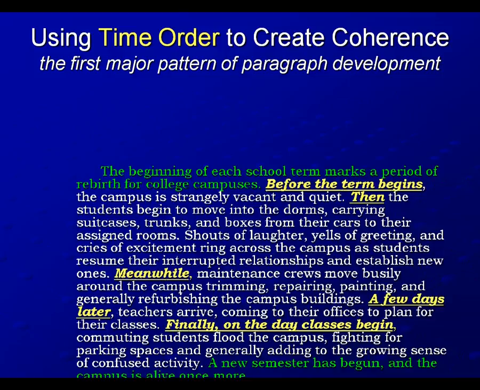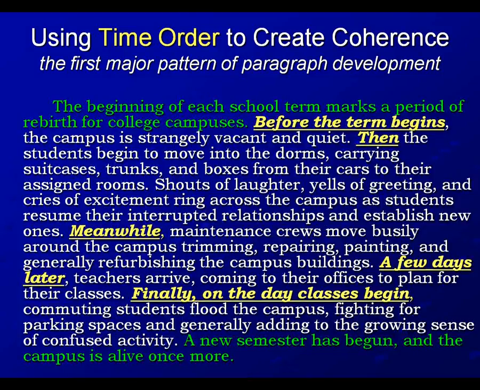This example is arranged in time order, so the supporting details are put in arrangement of how they unfold in time. I've highlighted the transitions for you in yellow to help you follow when we're moving from one detail to the next detail. So what's the big idea first? The beginning of each school term marks a period of rebirth for college campuses. Fine, you told me something, now I need you to show, right? So 3, 4, 5, 6 supporting details need to show that main idea.